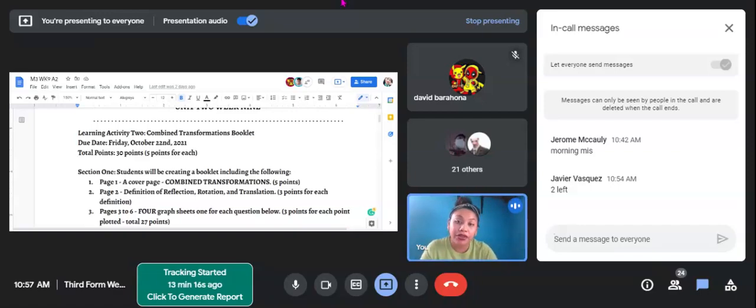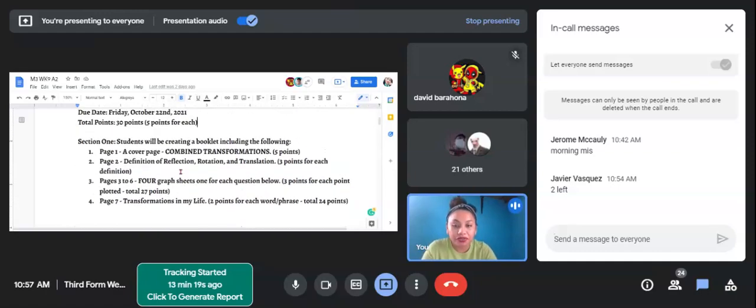Your cover page is worth 5 points just for having a page that has the title Combined Transformations. You get 5 points for having that. Page number 2, and it doesn't necessarily only have to be one page. You could do one page for reflection, one page for rotation, one page for translation. That is up to you.